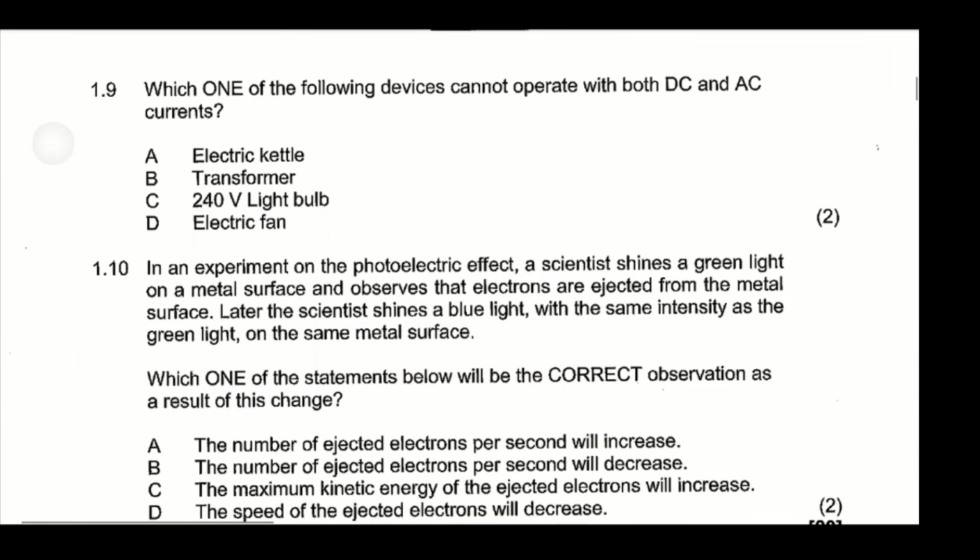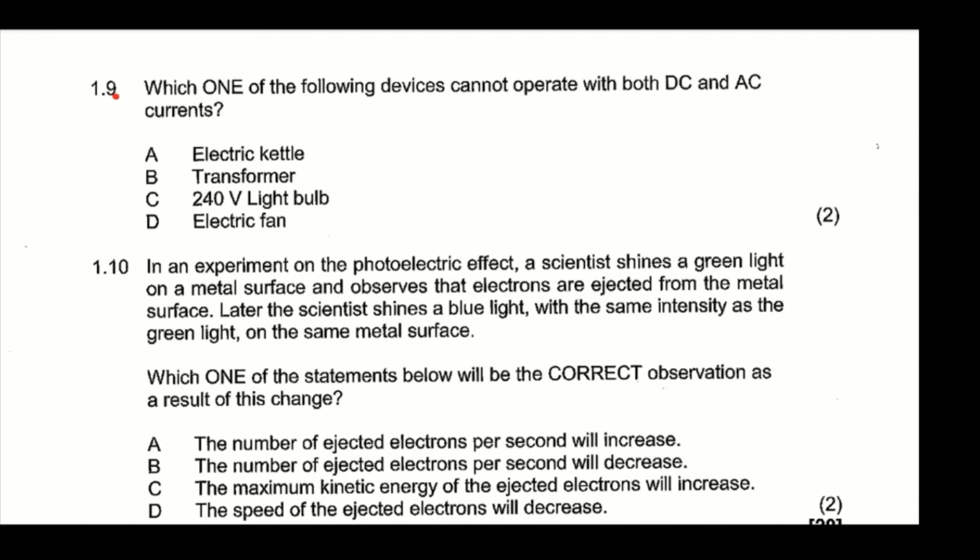Then we go to 1.9, which says: which of the following devices cannot operate with both direct current and alternating current, AC and DC? So one obvious answer here is just going to be B. These other ones can operate in both currents, so the transformer will not.